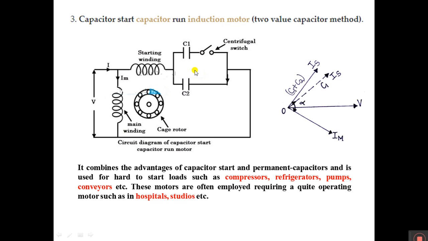So at the time of starting, both C1 and C2 are connected. Therefore, the equivalent capacitor C1 plus C2 is more. So this IS leads the supply voltage by a larger angle, and therefore the angle between IM and IS is larger. For starting torque we can write T equal to K into IS into IM sin alpha.